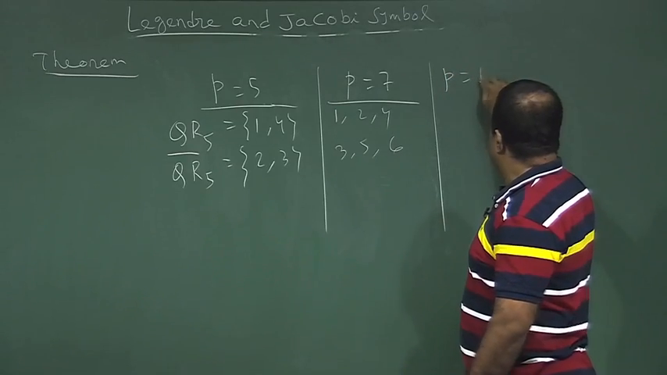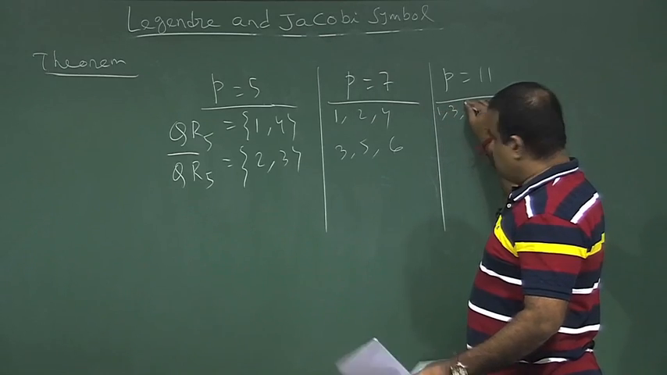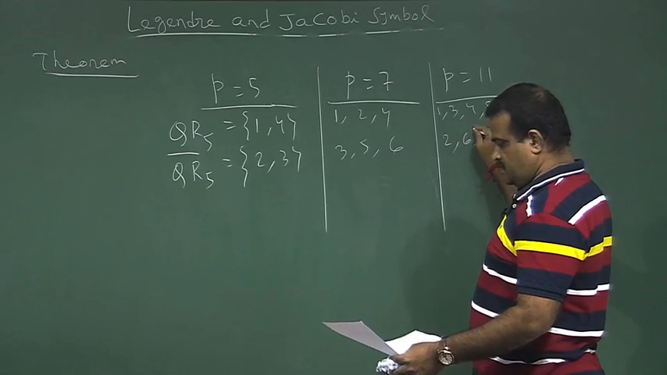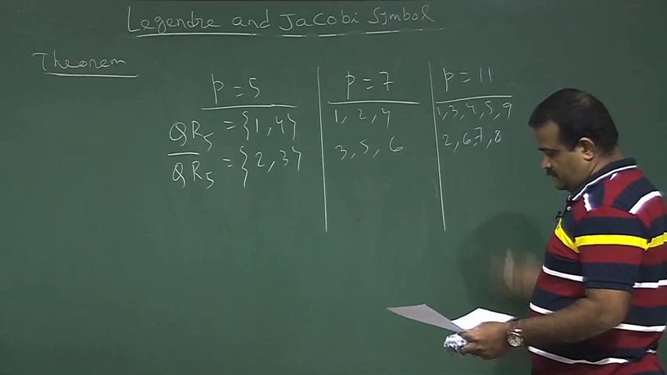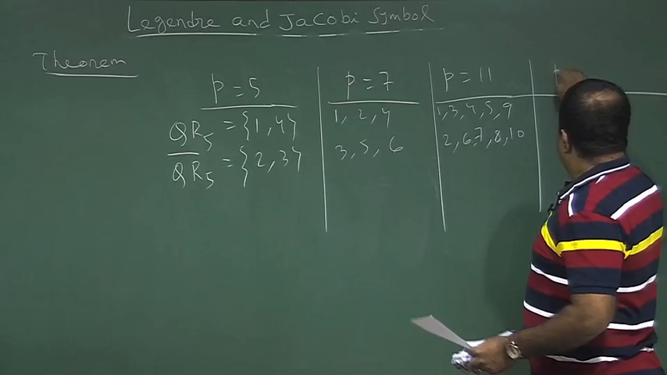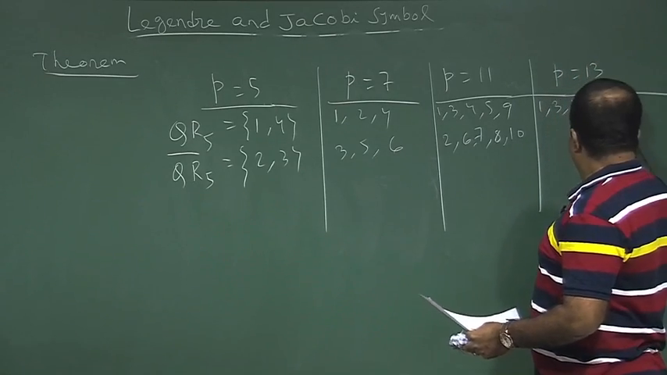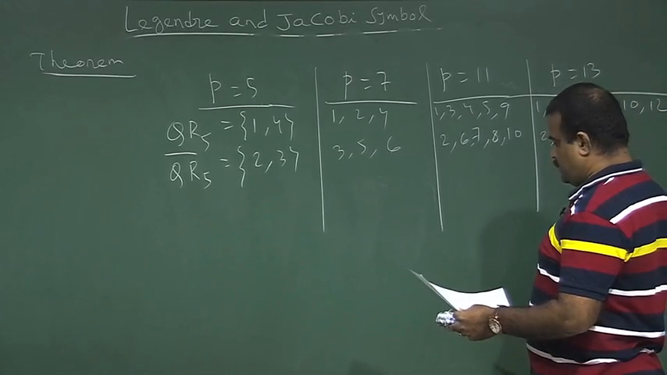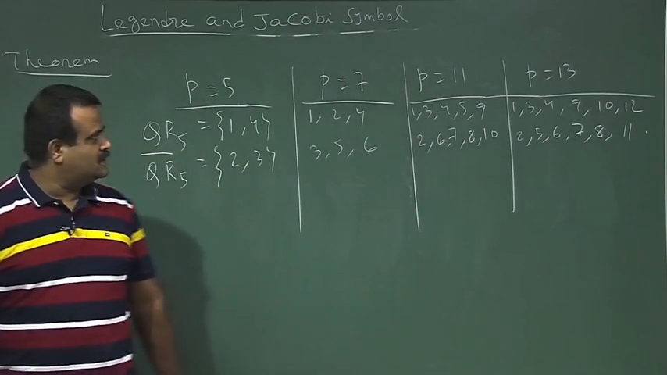For p equal to 11, this example we have seen: the quadratic residues are 1, 3, 4, 5, 9, and the quadratic non residues are basically Zp minus that set. And for p equal to 13, these are the quadratic residues: 1, 3, 4, 9, 10, 12, and then these are the quadratic non residues. So, these sets are equal in size.